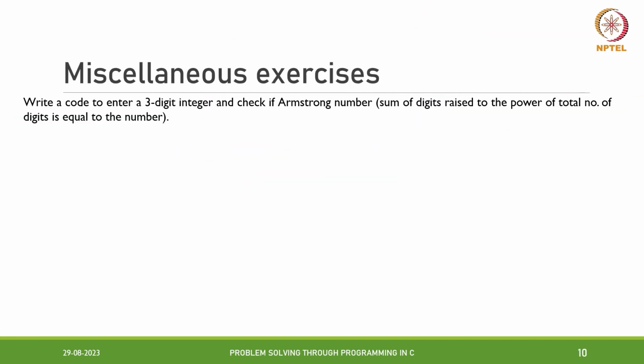Okay, so the final thing is a coding question. I'll just explain to you the algorithm. The code asks you to enter a 3-digit integer and check if it's an Armstrong number. An Armstrong number basically means the sum of the digits, each raised to the power of the total number of digits, is equal to the number. So you're going to have each digit raised to the power of the total number of digits, sum all of them up, and equate it to the number.